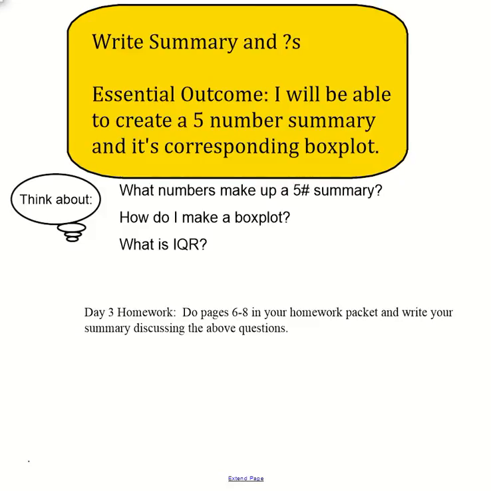So write your summary and questions. Your essential outcome today was that you'll be able to create a 5-number summary and its corresponding box plot. Things to think about: What numbers make up a 5-number summary? How do you make a box plot? What is IQR? And that is the end of lesson 3 of chapter 2B of probability.